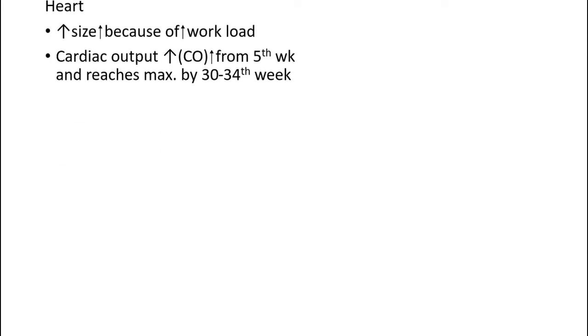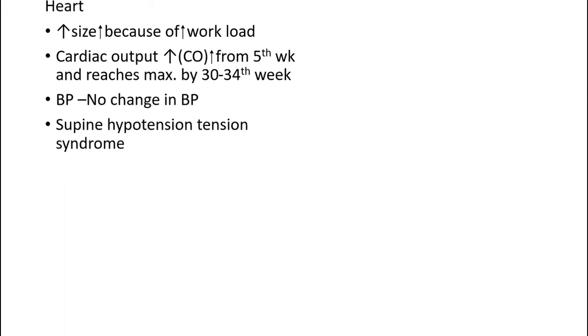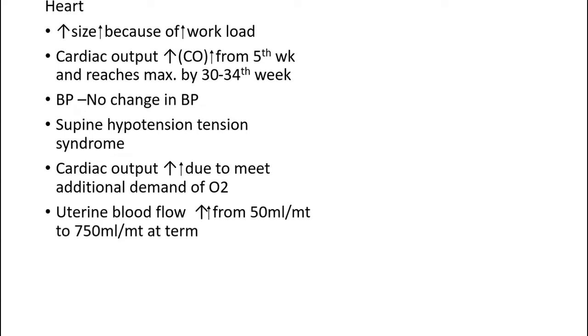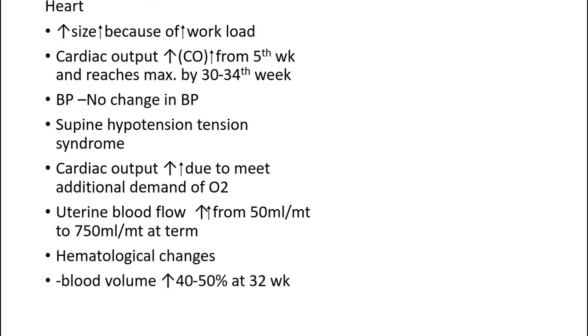The heart increases in size because of the increased workload. Cardiac output will be increased from the 5th week and reaches maximum by 30 to 40 weeks. There is no change in BP. Supine hypotension syndrome may occur. Cardiac output increases to meet the demand for oxygen. Uterine blood flow will increase from 50 ml to 750 ml at term.